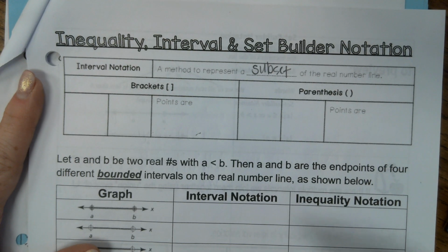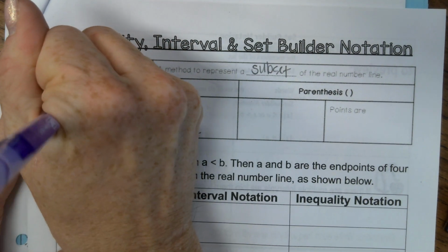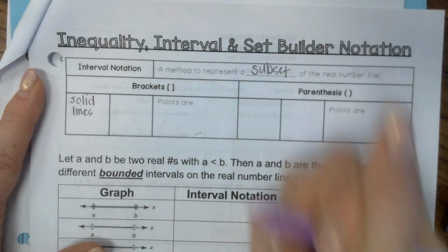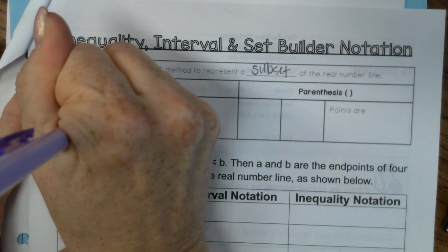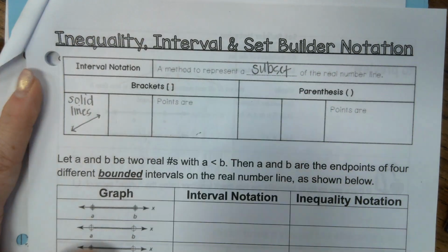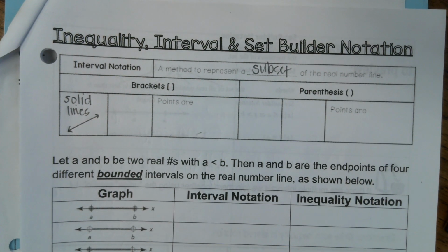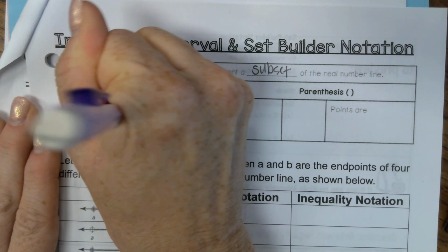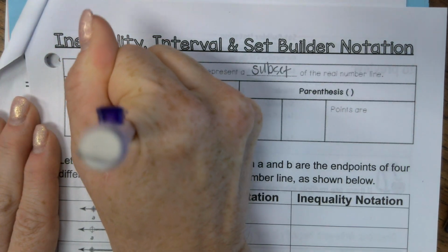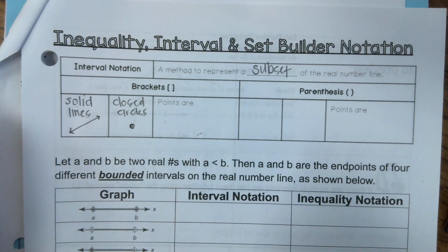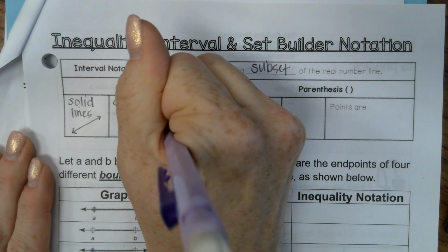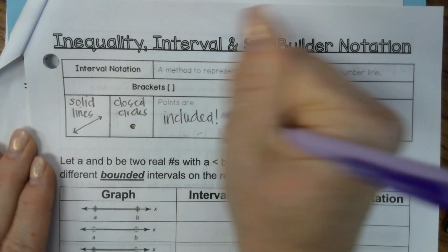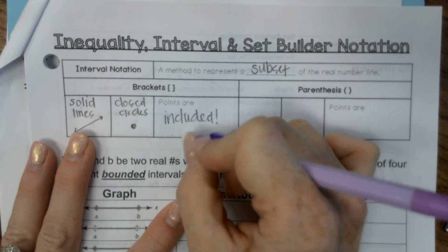Okay, if I am looking at a graph, solid lines indicate that those values get brackets. Okay, these are my closed circles on a number line. So those circles that are colored in. And my point values here are included. Okay, my point values are included.